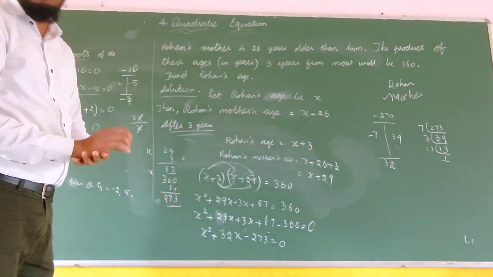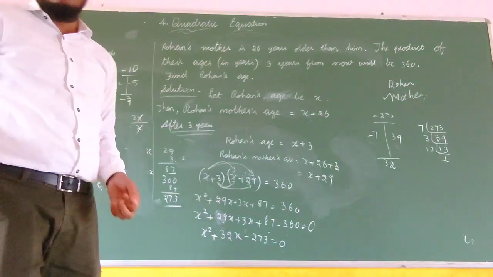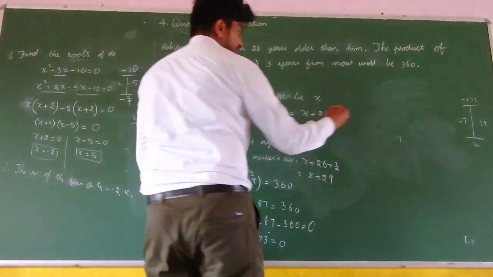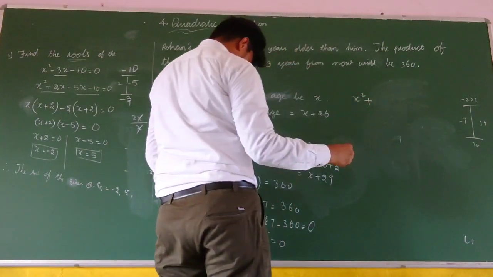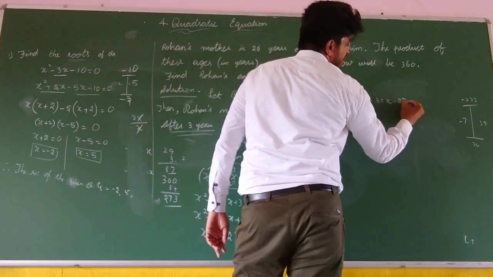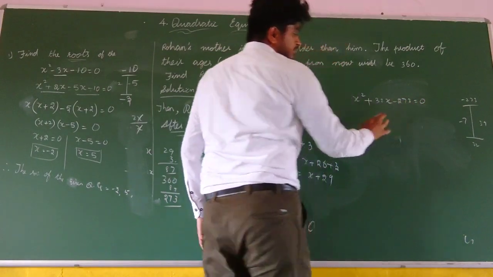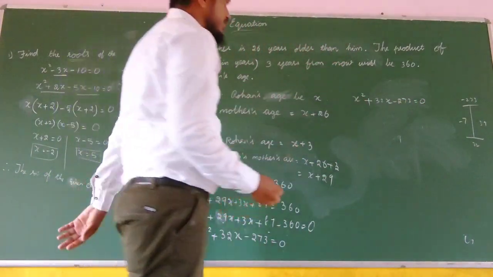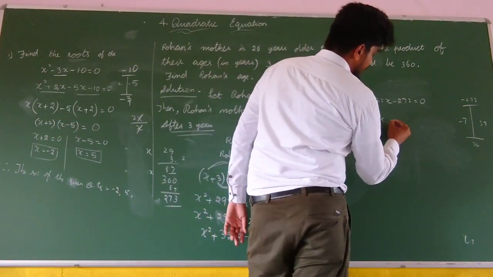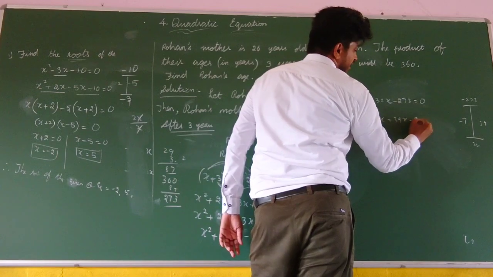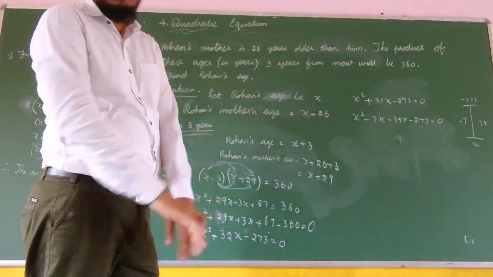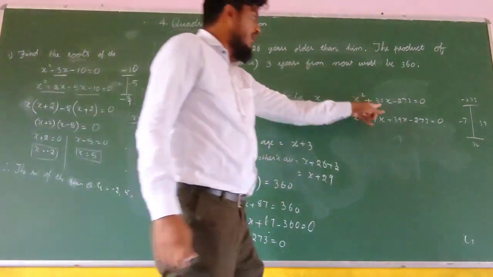As we discussed in the previous problem, we have to split the middle term, right? So see here, this is the quadratic equation: x square plus 32x minus 273 equal to 0. I am going to split this 32x into two terms. So first, x square minus 7x plus 39x minus 273 equal to 0. I am not making any changes to the first term as well as the last term. The middle term has been separated.